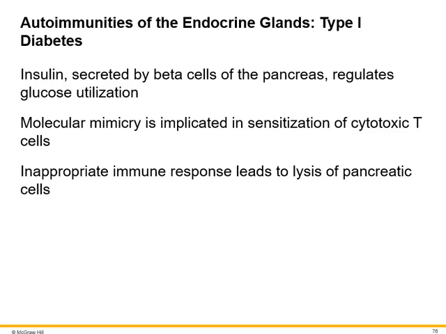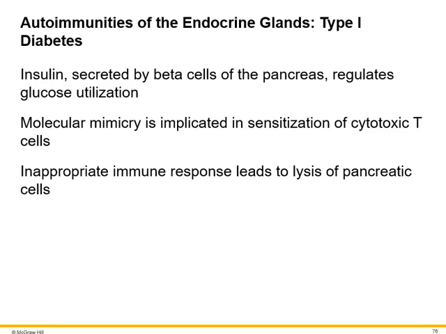So another is type 1 diabetes. This affects the pancreas that produces insulin, and it regulates glucose utilization by the cells. So the beta cells of the pancreas produce the insulin, and they think this is molecular mimicry. Could be also an inappropriate immune response that leads to the lysis of the pancreatic cells. So it could be type 2 or 3. But anyway, the molecular mimicry will cause the cytotoxic T cells to damage it.